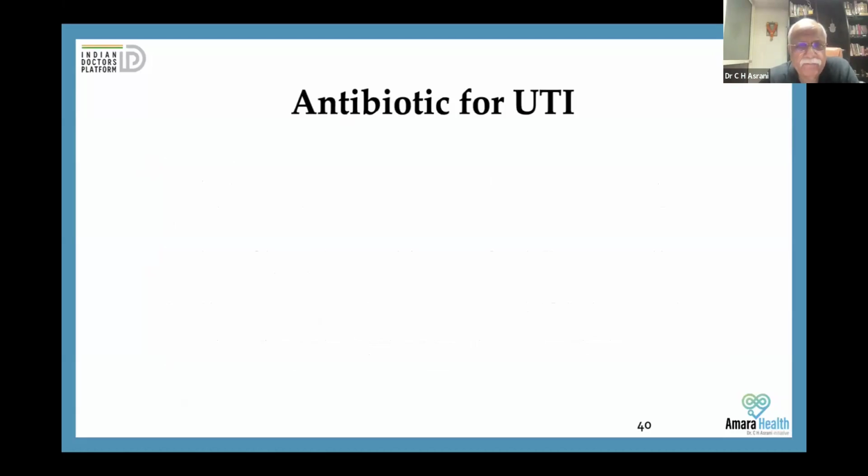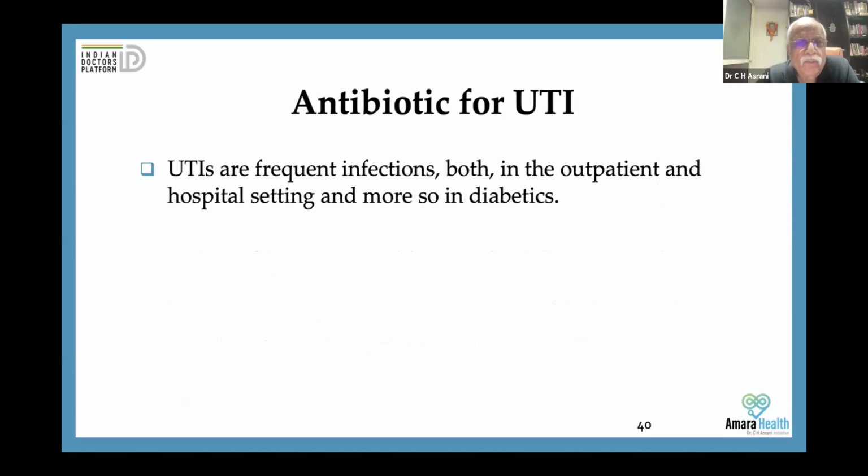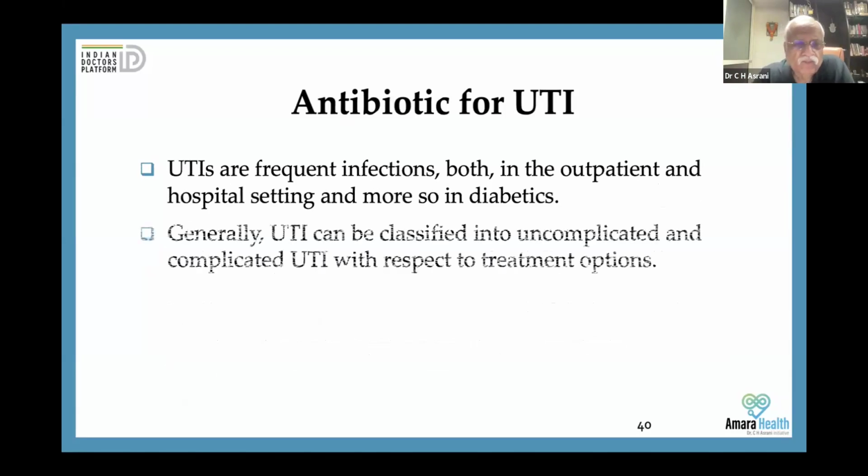Antibiotics for UTI. Frequent infections, both in outpatient and hospital setting, more so in diabetics. I would say that any patient with a fever of more than 24 hours, documented 101, 102, get a CBC and urine done at least. Generally, UTI can be classified into uncomplicated and complicated UTI, with respect to treatment options, how we should treat.